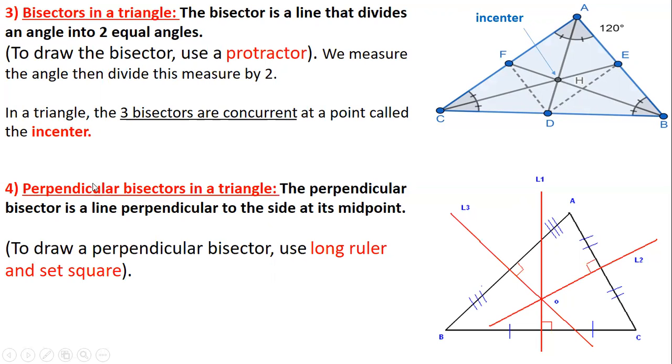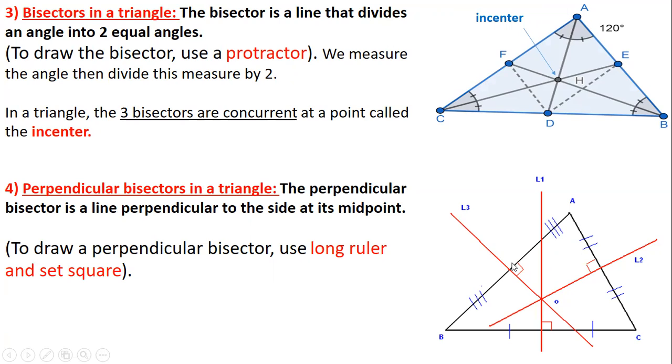Number 4, perpendicular bisectors in a triangle. For whom do we draw the perpendicular bisector? For the side. How many sides do we have in a triangle? We have 3 sides. For side AB, we can draw a perpendicular bisector. For side AC, we can draw a perpendicular bisector. For side BC, we can draw a perpendicular bisector.